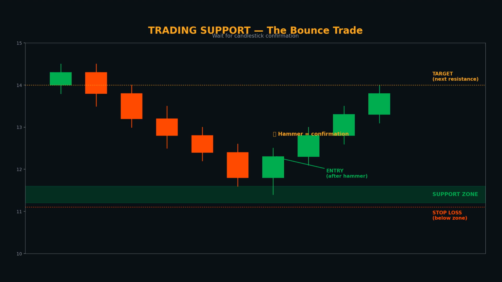The key rule: never trade a bounce without candlestick confirmation. Don't just buy because price touched support. Wait for the market to show you that buyers are actually stepping in. The confirmation is your evidence.